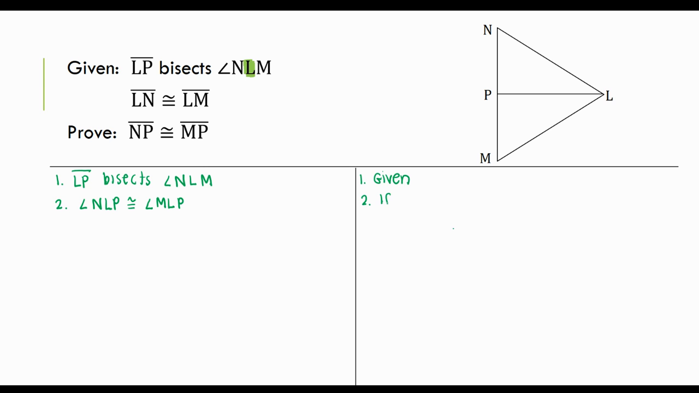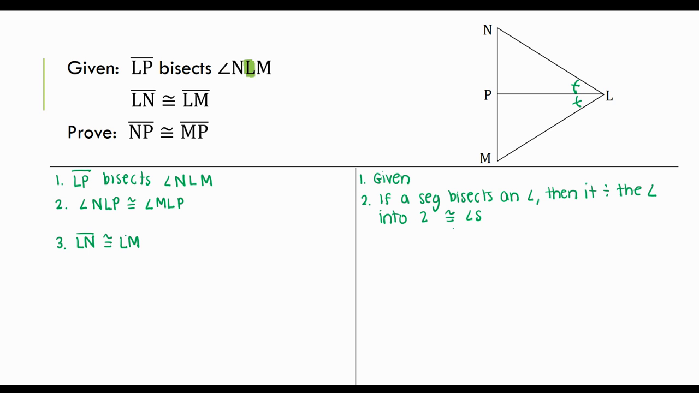And that's because if a segment bisects an angle, then it divides the angle into two congruent angles. And I'm going to mark it in my picture. Okay, so that one vocab word allowed us to expand on it. So once I have that, I can move on to my next given, that the segment LN is congruent to the segment LM.